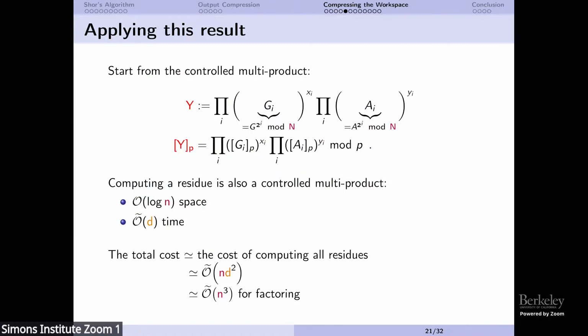So to apply this result, you simply recall that we want to compute this multi-product of integers. And now I have removed the modulo n here, which means y is actually just a big integer. All these integers have n bits, but you have d or n of them, so it's an integer of n squared bits at most. And computing its residues is also like a controlled multi-product, except that you're reducing everything modulo a small prime p. So this is what we want to compute.